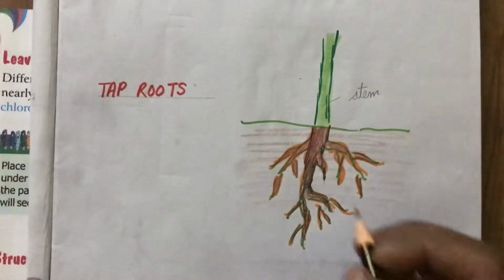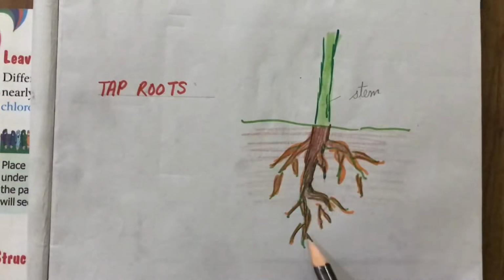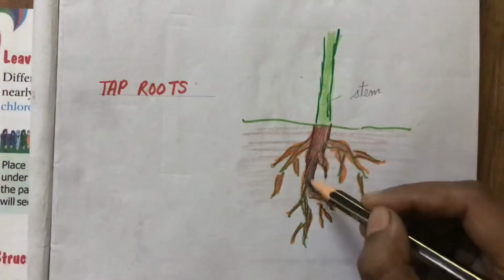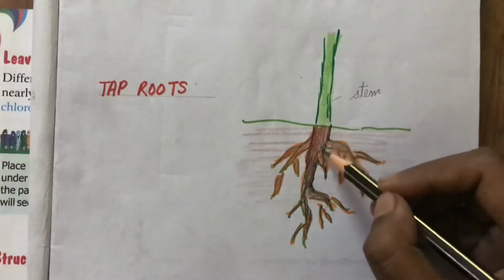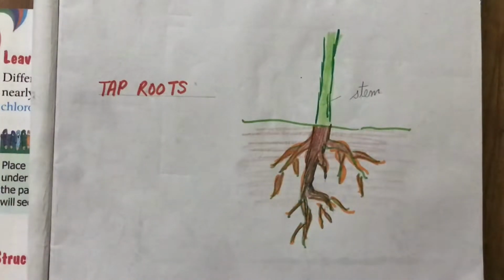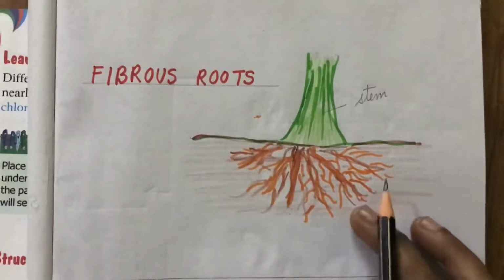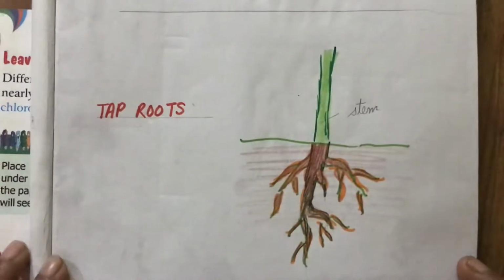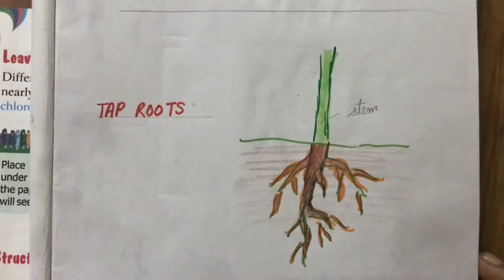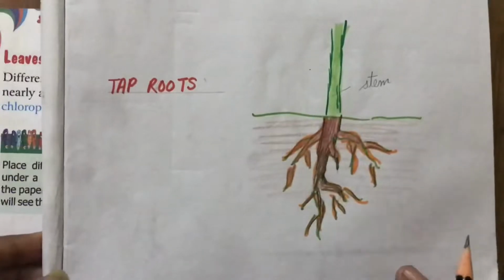This is taproot, children, and this is the stem. What is taproot? Some plants have a thick root growing into the soil. Can you see this thick root? Okay, and several thinner roots grow from this thick root, and this thick root is called taproot. Examples of fibrous roots are grass and wheat, whereas examples of tap roots are trees. That can be neem tree, peepal tree, mango tree. So there are two types of roots, that is fibrous roots and taproot.